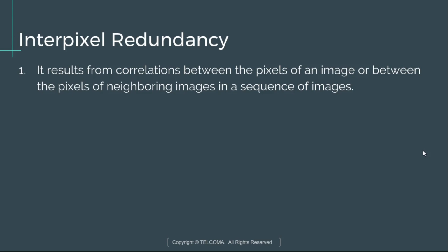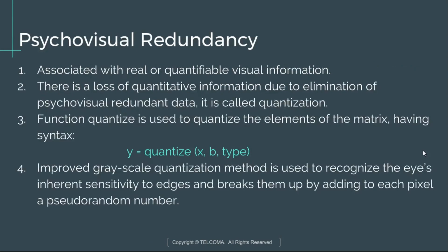Next is interpixel redundancy. It results from correlations between the pixels of an image or between the pixels of neighboring images in a sequence of images. And third is psychovisual redundancy. It is associated with real or quantifiable visual information. There is a loss of quantitative information due to elimination of psychovisual redundant data. It is called quantization. The function quantize is used to quantize the elements of a matrix, which has the syntax y equals quantize x, b, type. The improved grayscale quantization method is used to recognize the eye's inherent sensitivity to edges and breaks them up by adding to each pixel a pseudo-random number.